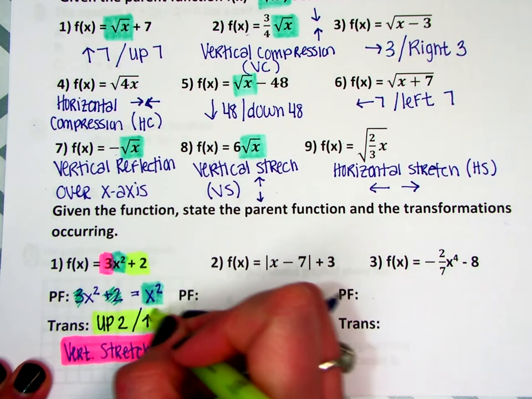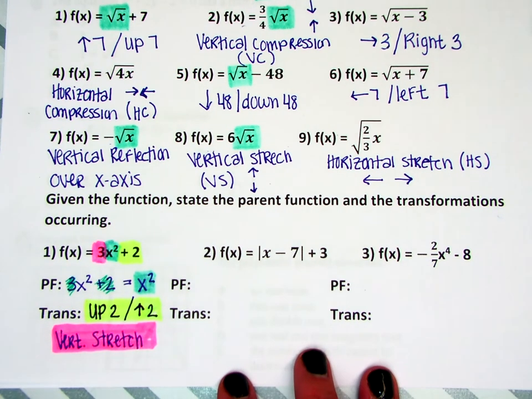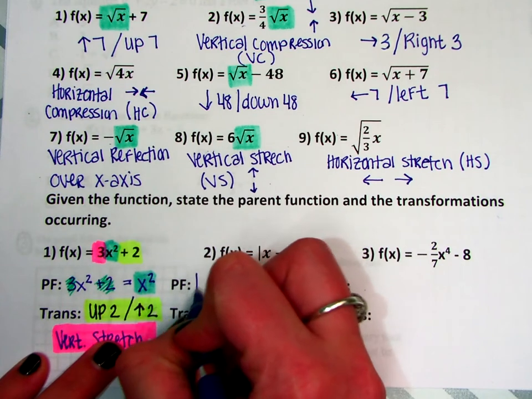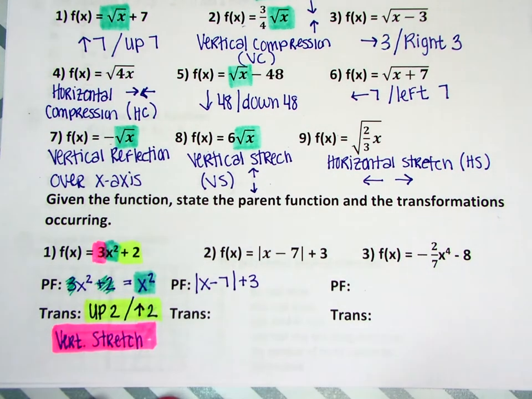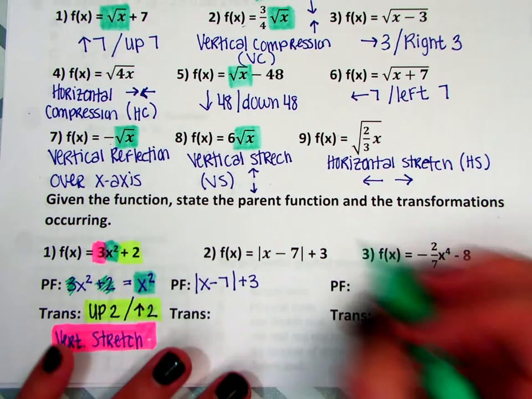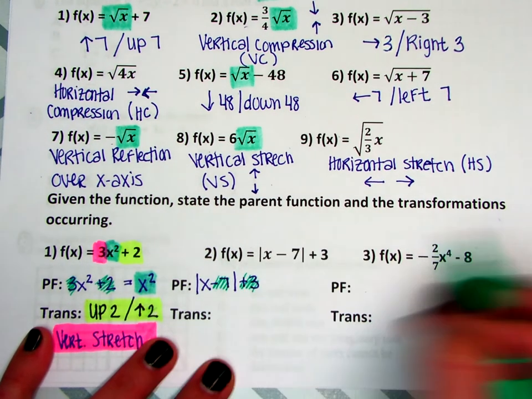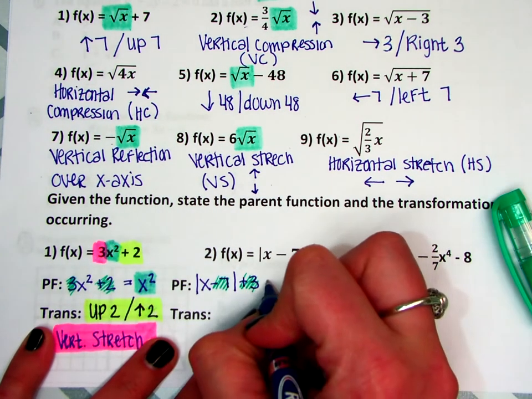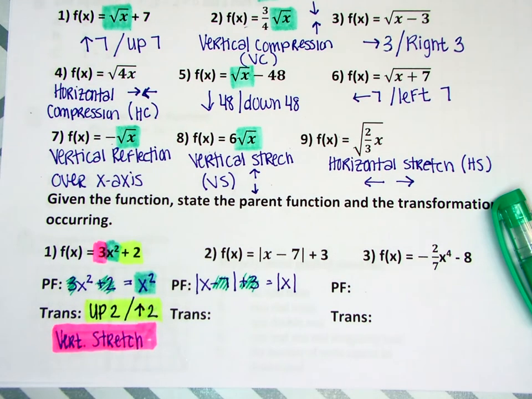So once you've marked each piece, you're pretty much done. Like, that's all it's doing. It's shifting up 2 and a vertical stretch of 3. Okay. Next, in this problem, I'm going to again write the parent function. So I'm going to write the whole thing. I'm going to get rid of any constants or coefficients. Well, this plus 3 is considered a constant, and this minus 7 is also considered a constant. So what I'm left with is the absolute value of x, which is now my parent function.